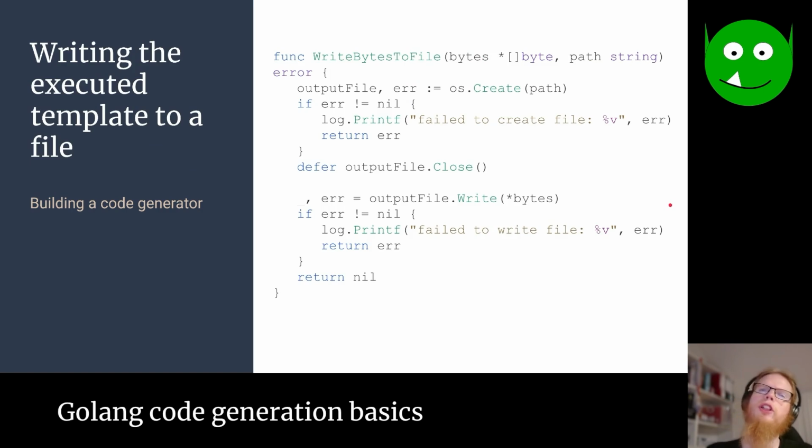Of course, when generating code, it's not enough to just write it to your console. You also want to write it to a file. For this, you can use this simple function. It gets the buffer, which we've written to, and then it creates a file, the output file we define with the path string. Then it's opened and we have to close it at the end. So that's why defer outputFile.Close(). And then it's a simple outputFile.Write with those bytes. And that's it.